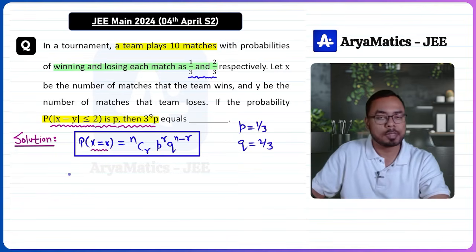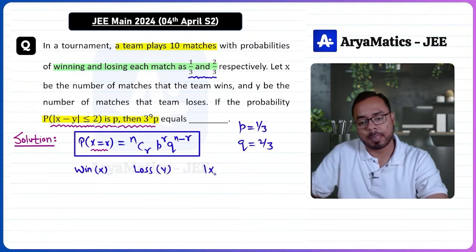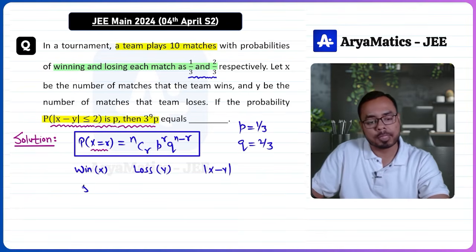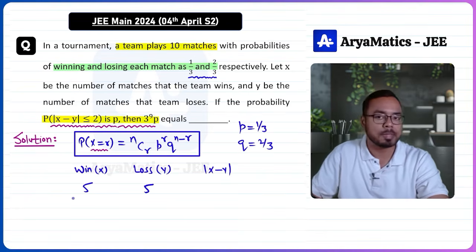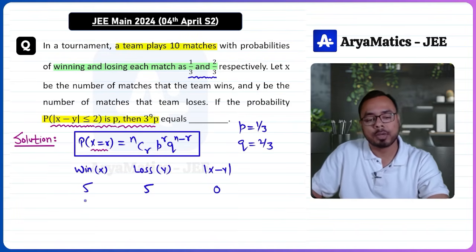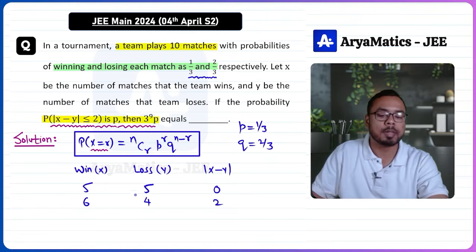Now see here, first let us see what the different possibilities are. X is representing the number of wins, y is representing the number of losses, and mod x minus y should be less than or equal to 2. So the very first case will be that you win 5 matches and lose 5 matches, the difference will be 0, right? x minus y will be 0. Another possibility is that you win 6 matches, that means you will lose the remaining 4 matches, and the difference will be 2. We cannot win 7 matches because then the loss will be 3 and the difference will be 4.